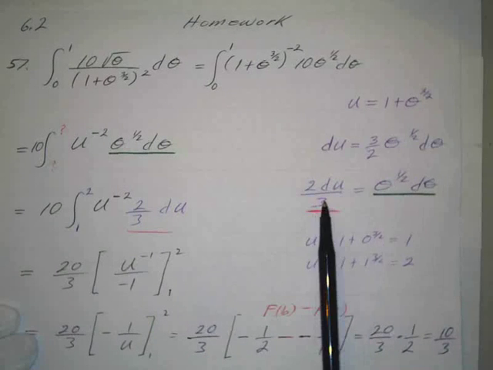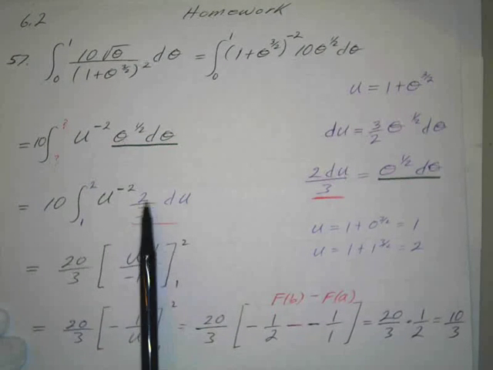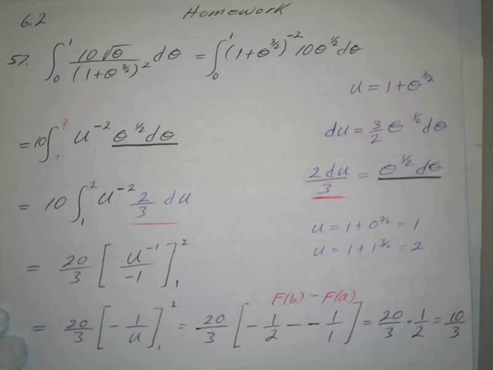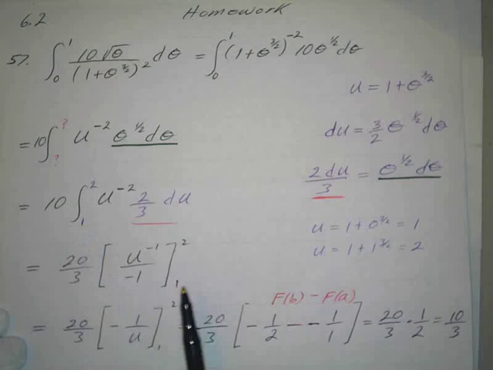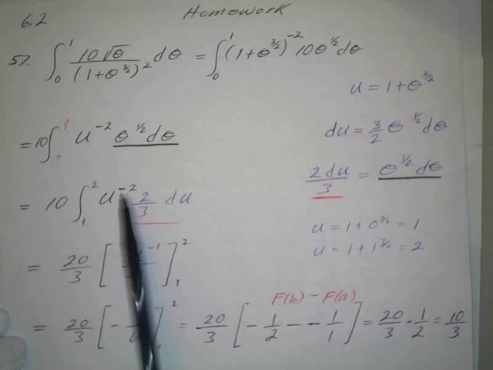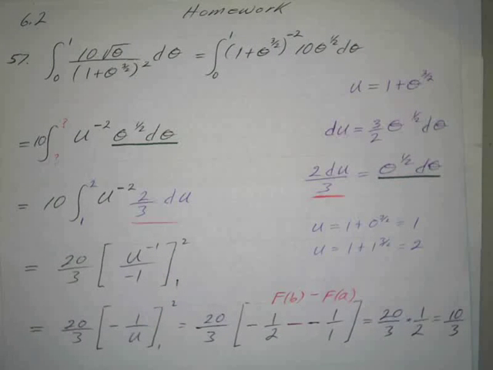So instead of writing this, I can write this. And then I can take the 2/3 out in front, so that'll make this 20/3. And then I'll just take the antiderivative of this and evaluate it from 1 to 2. So I add 1 to negative 2, I get negative 1, divided by negative 1.